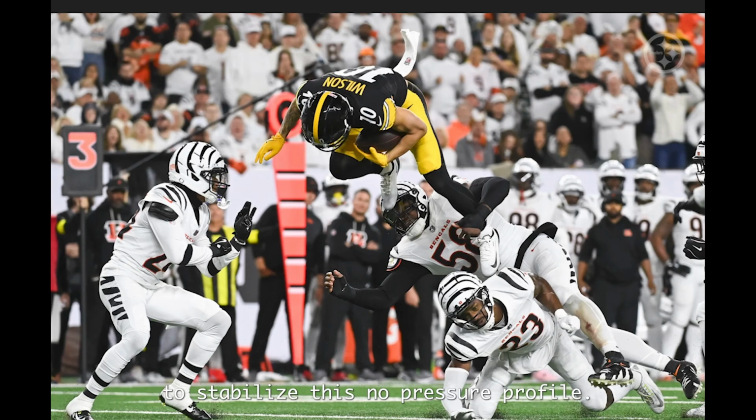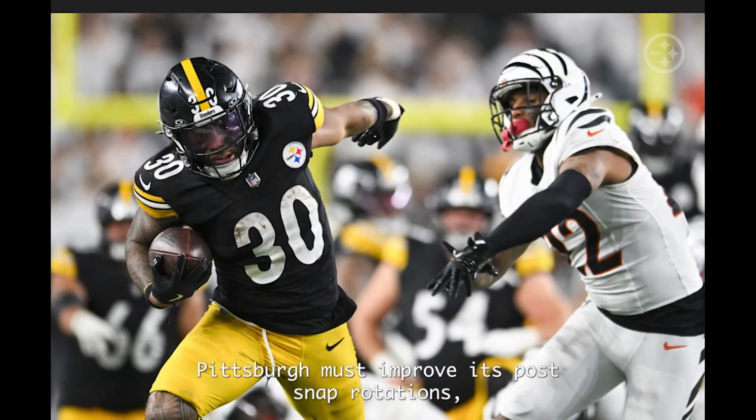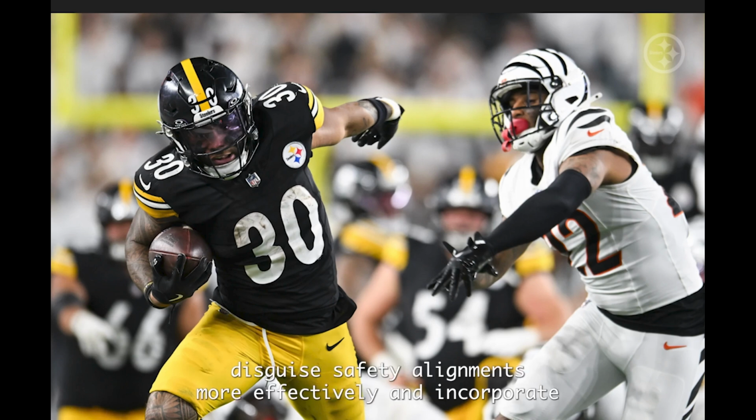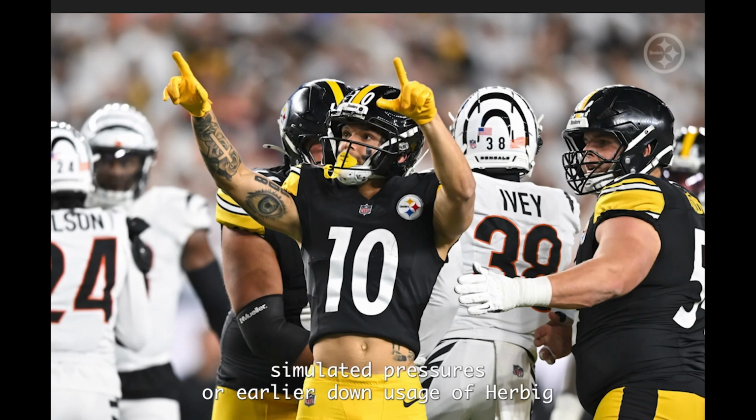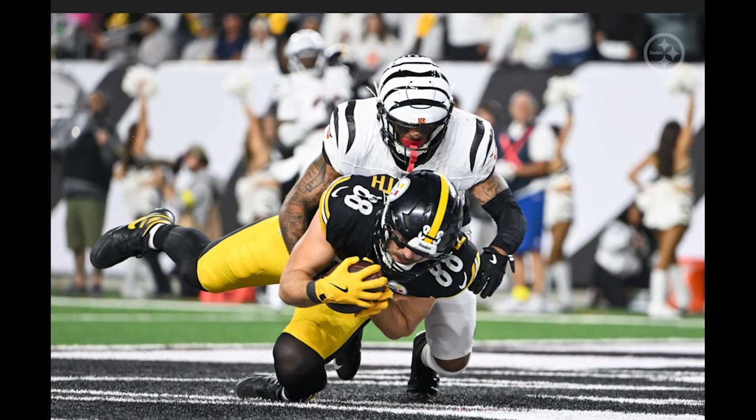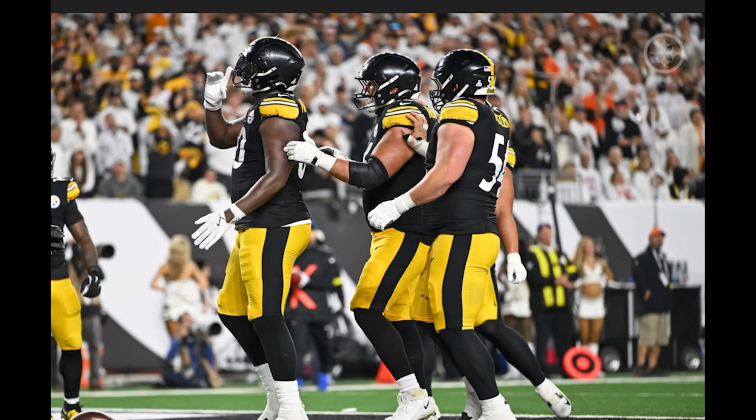To stabilize this no-pressure profile, Pittsburgh must improve its post-snap rotations, disguise safety alignments more effectively, and incorporate simulated pressures or earlier down usage of Herbig to elevate quick pressure percentage without committing to full blitzes.